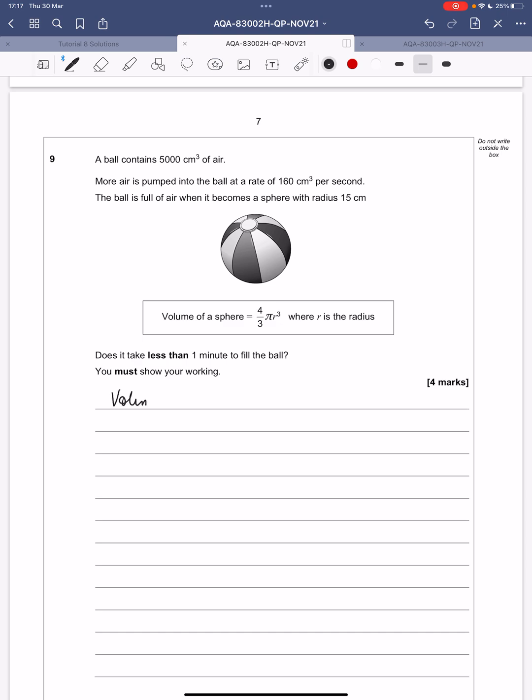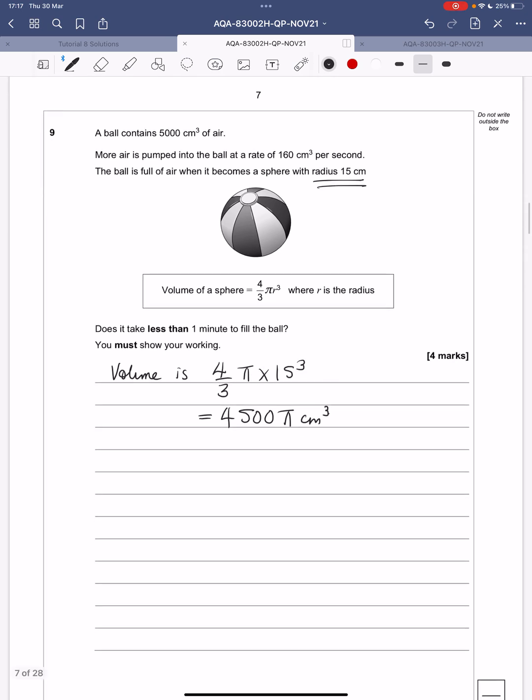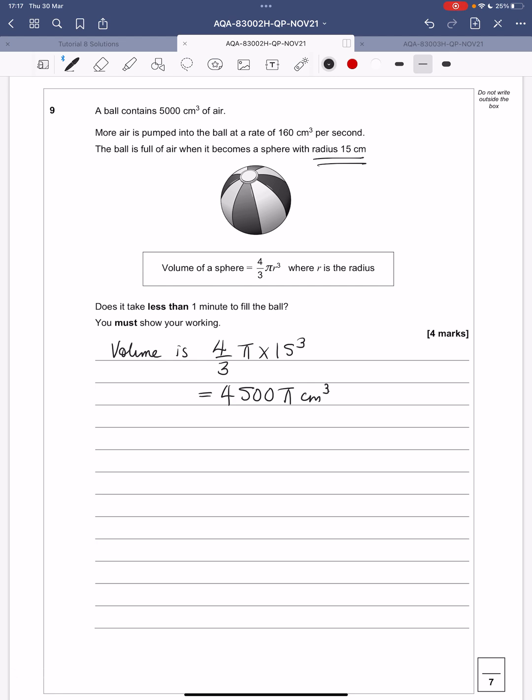Okay, so the volume of that ball, when it's full, is 4/3 pi times 15 cubed. So 4, I'm going to ignore the pi, times 15 cubed, and then I've got to divide that by 3, and that's going to be 4,500 pi centimetres cubed. Okay, and it already contains 5,000, so the extra air required is 4,500 pi minus 5,000.